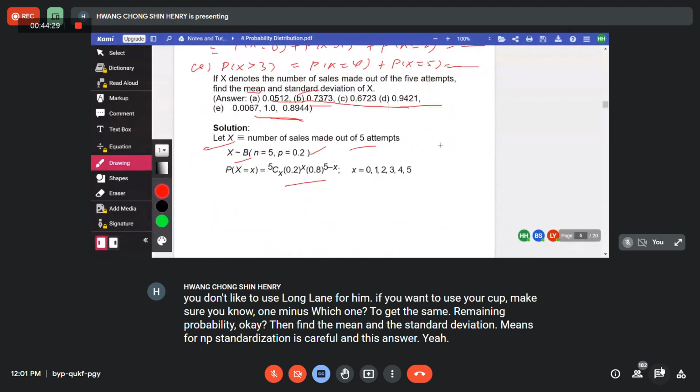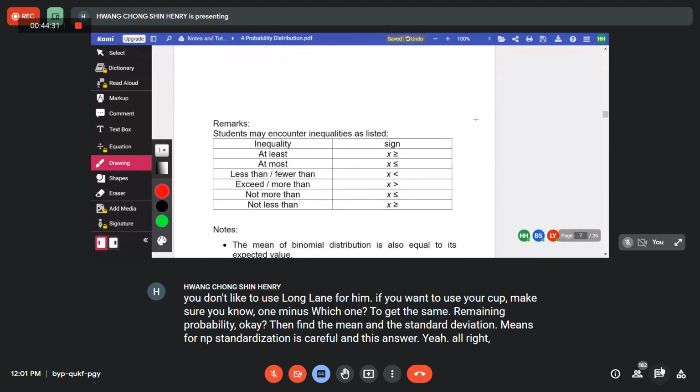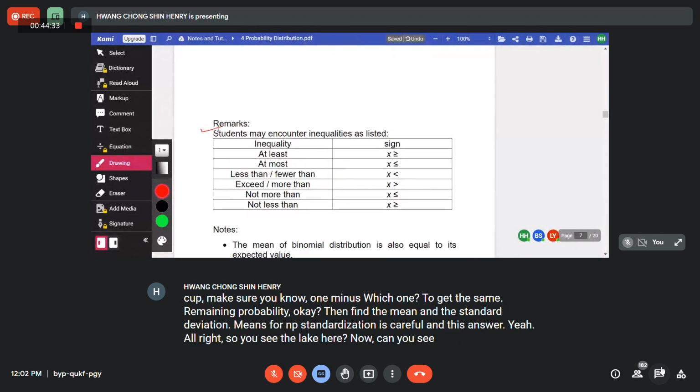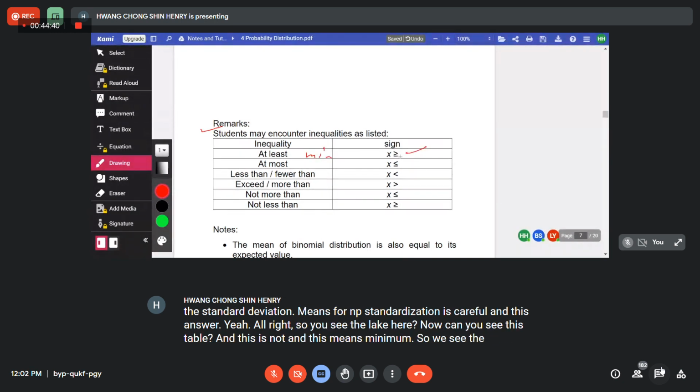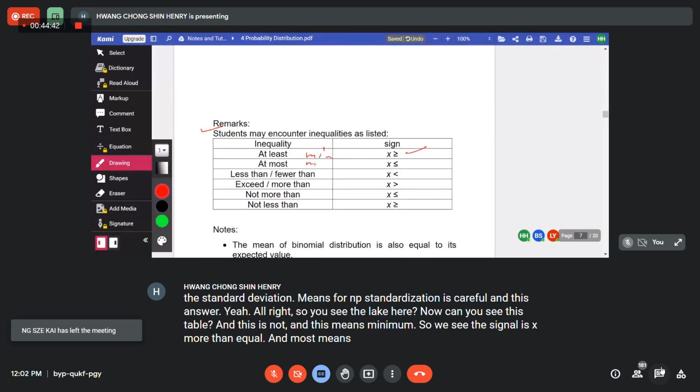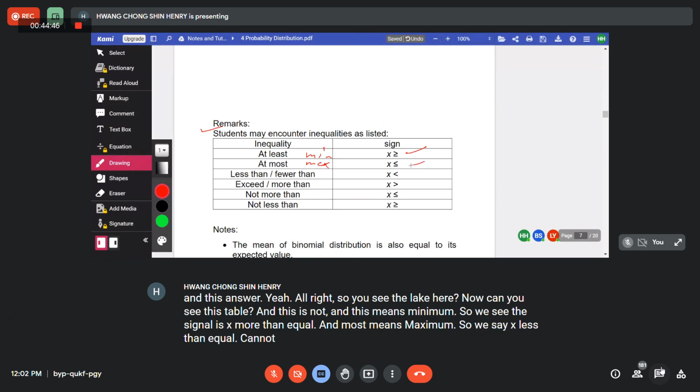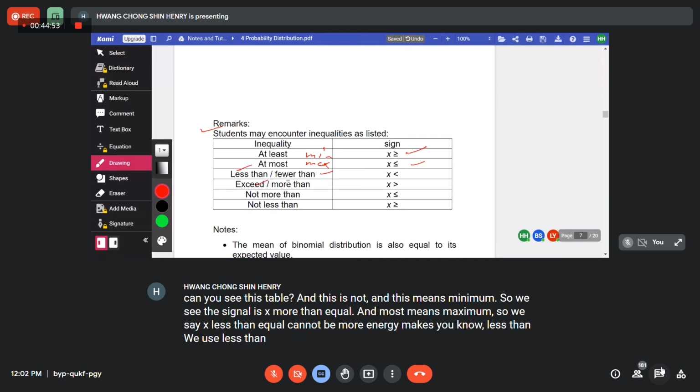Okay? Alright, so you see the word here? Now, can you all see this table? At least is marked. At least means minimum. So you see the symbol we use, X more than or equal. At most means maximum. So we say X less than or equal. Cannot be more than, really maximum. Lesser than or fewer than, we use less than. Exceed or more than, we use more than. Not more than, we use X less than.